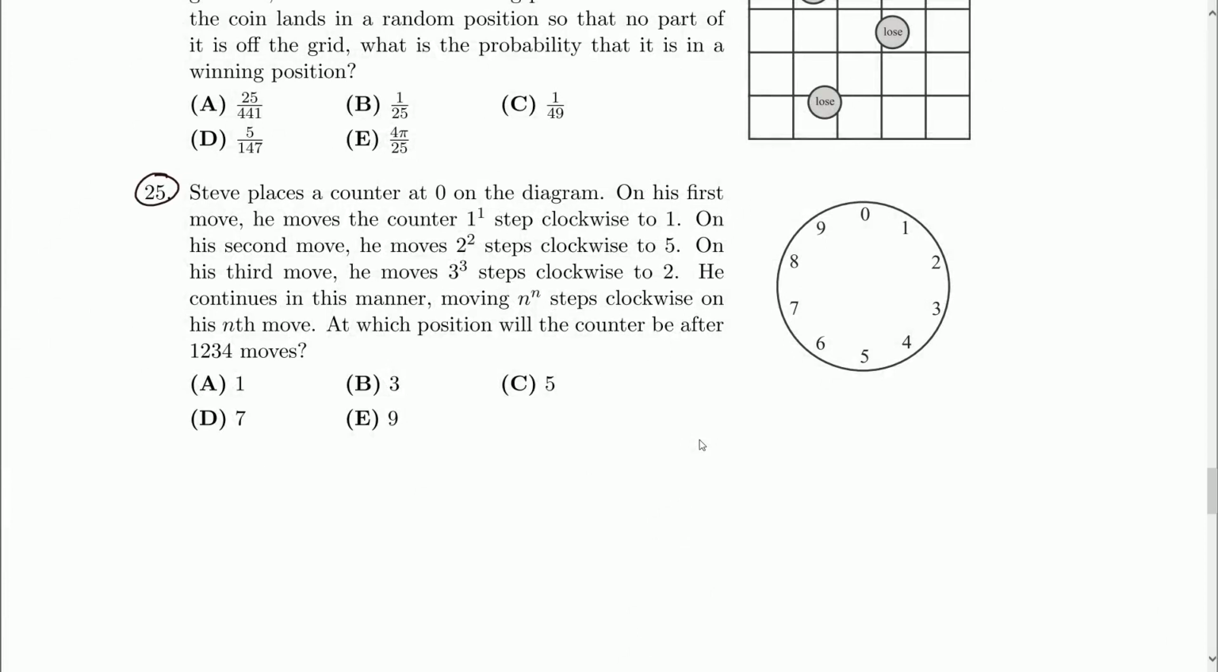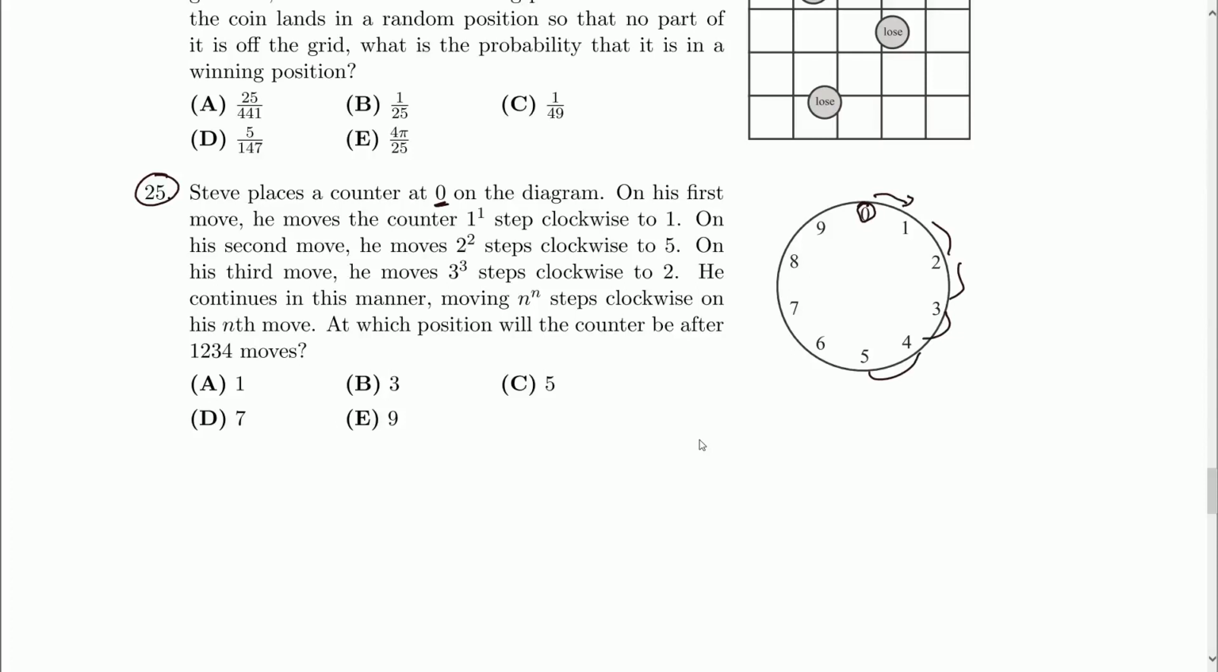Steve places a counter at 0 on the diagram. On his first move, he moves the counter 1 step clockwise, but it's only "step" because it's singular. Clockwise to 1, so he moves 1 step over. On his second move, he moves 2 to the power of 2 steps clockwise to 5. So 1, 2, 3, 4. On his third move, 3 to the 3. On his fourth move, 4 to the 4, and so on.